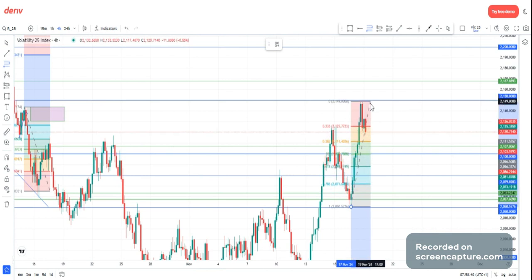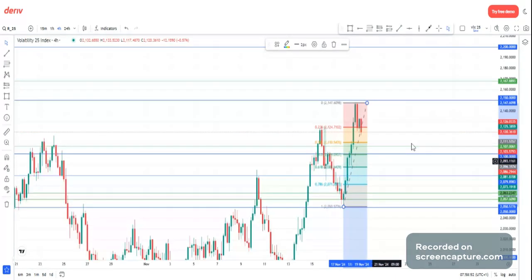As you can see, price is retracing rather, and is yet to come down to the 0.5 level. So what I'm looking to do right here is to buy VIX 25 around this 0.5 level. If it doesn't respect the 0.5 level, I wait to catch the trend on the 618 level. So that's just it, guys.